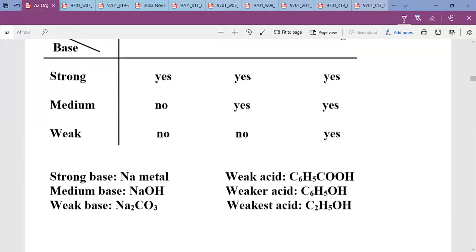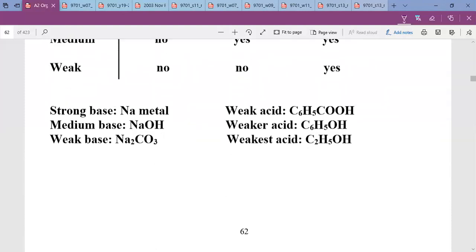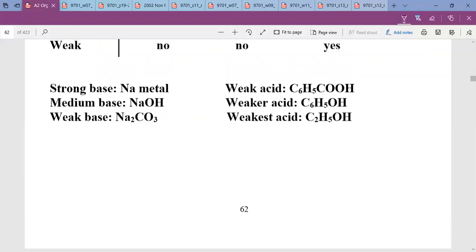Now here you can see, I've put it in this way so it's easy for you to see. Now, sodium is actually a very strong base. You can see it's a strong base because it's a very strong electron donor. Sodium oxide, we normally say it's a strong base, but comparatively, sodium hydroxide is a weaker base. So it's a medium base. Sodium carbonate is a base, but it's the weakest of all the three bases.